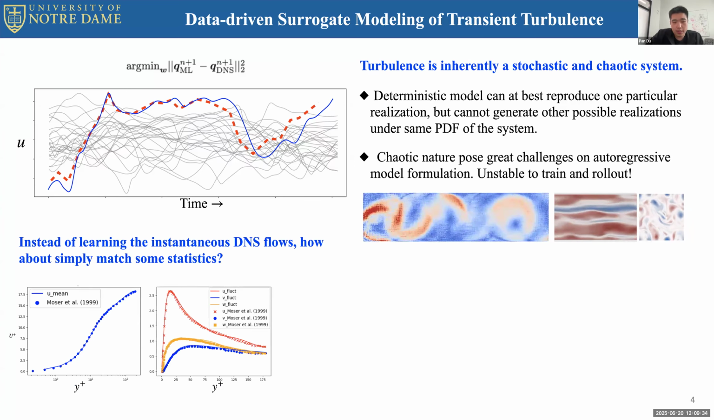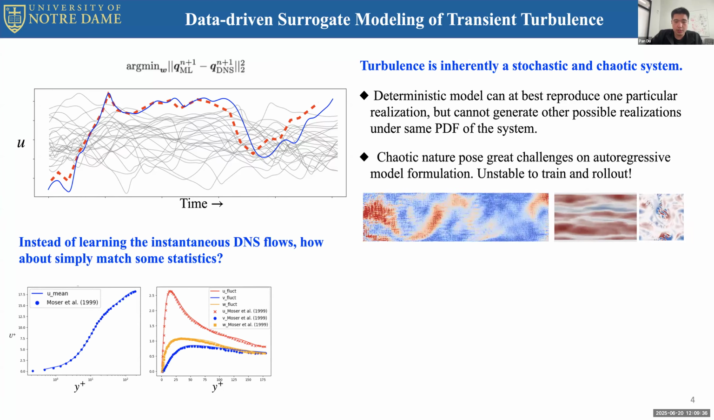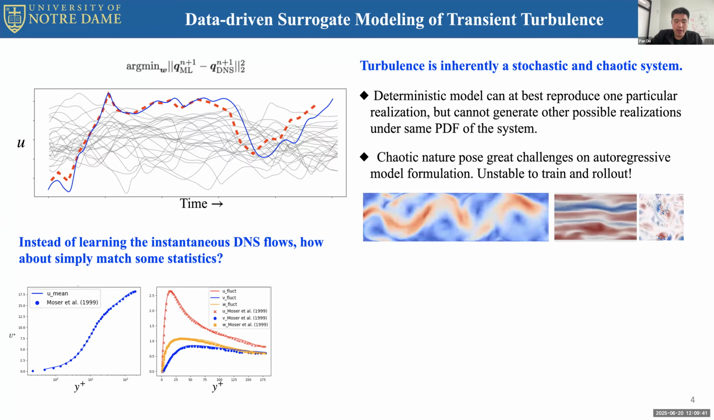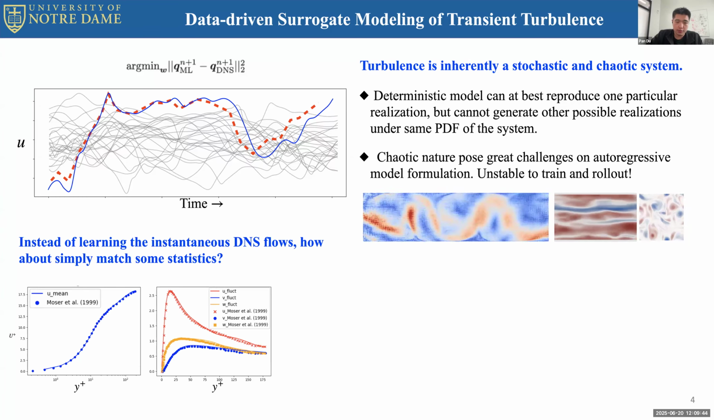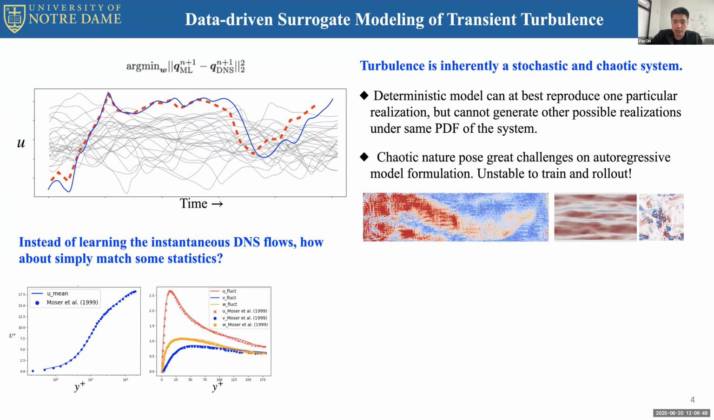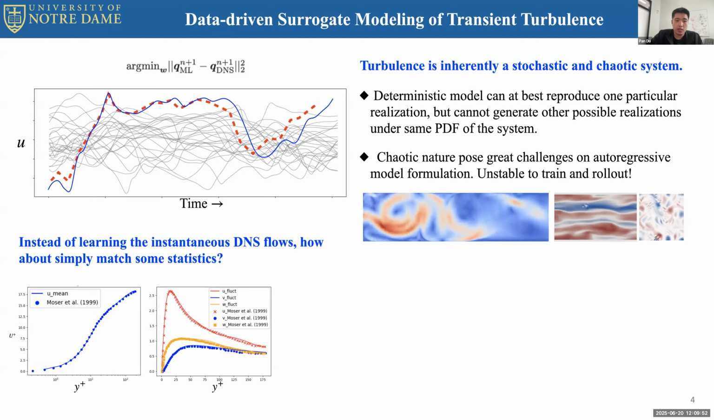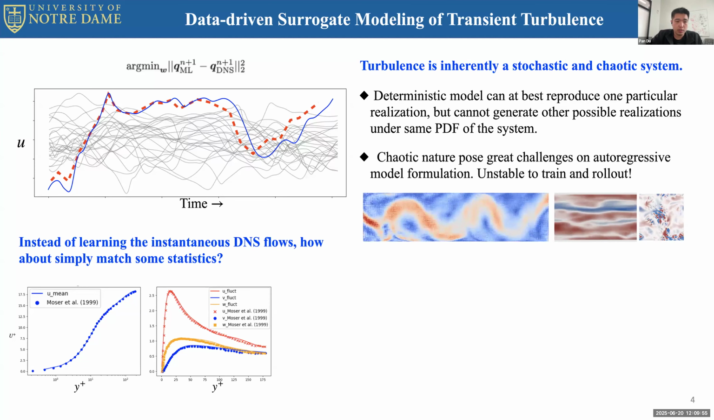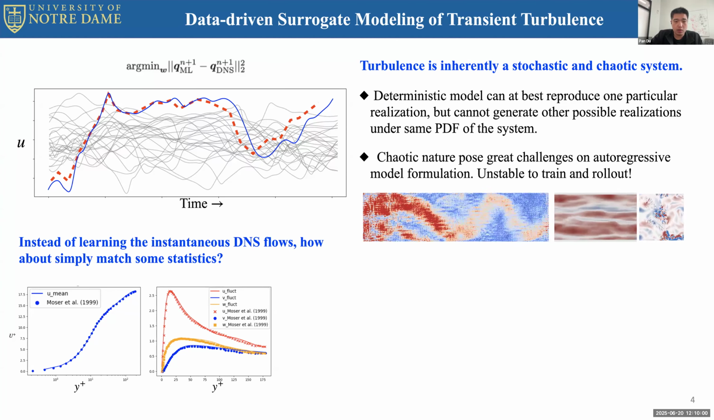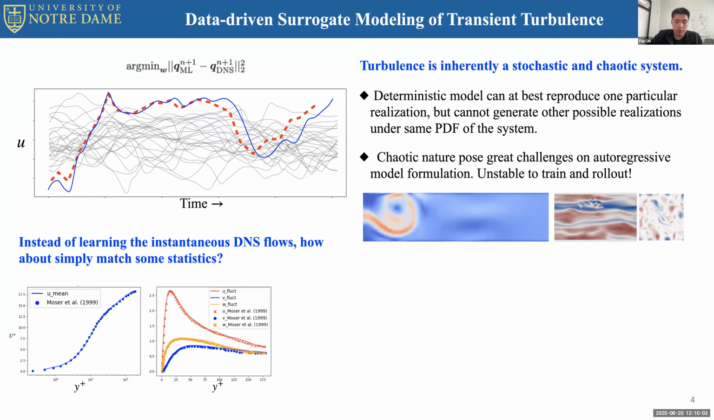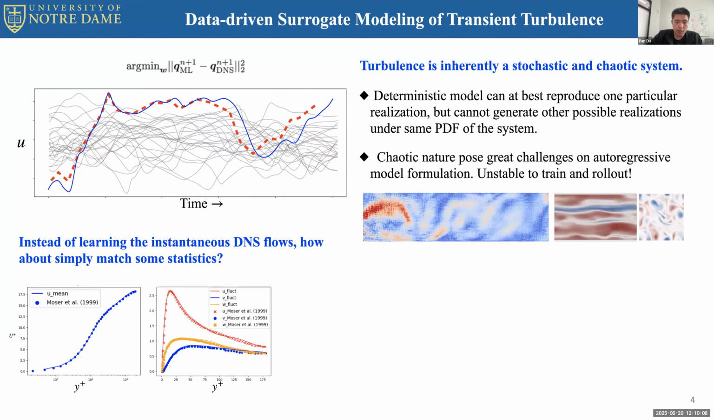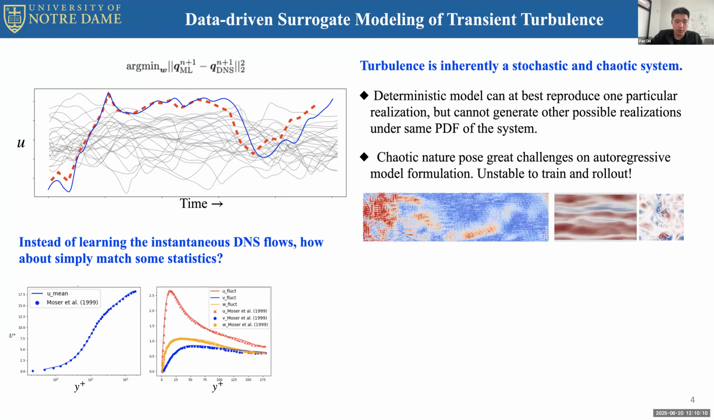Another question we might ask is, since it's pretty difficult to learn this chaotic system, how about we just learn a flow that matches the statistics of the flow field? In turbulence, we typically use first-order and second-order statistics, such as the mean profile of the UVW components or the pressure. That's the first-order metrics. The second-order metrics would typically be the fluctuations in different directions of the velocity and the pressure.